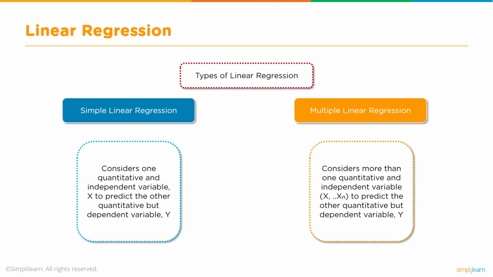And then we have multiple linear regression. It considers more than one quantitative and independent variable. So instead of having just x, you have x1, x2, x3 to predict the other quantitative but dependent variable y. So instead of looking at just body mass, we might also look at height. So body mass and height would be two independent variables. Housing prices might have to do with the distance to a certain area. So location might be one of the variables along with the size of the house.